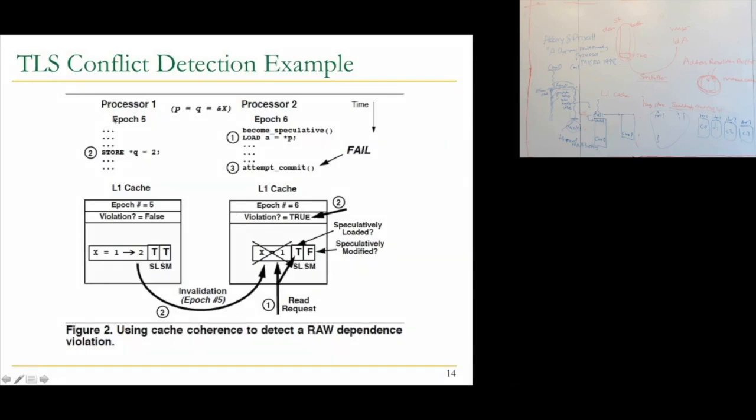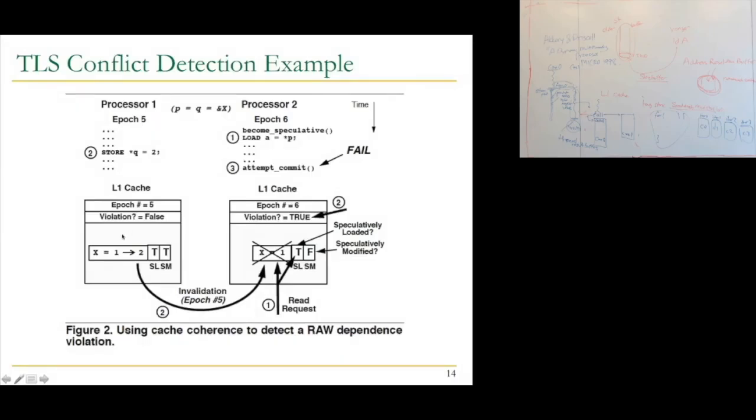And later, this epoch 5 executes on processor 1, and it basically does a store to what happens to be the same location. Q and P are the same, basically. But these are pointers, so you do not know the location statically, so you cannot parallelize this program. Basically, this does a store. It changes the value from 1 to 2. In this case, the value was set to 1 over here with the load over here. It basically sets a speculative modified bit in its cache, but it's not important here.